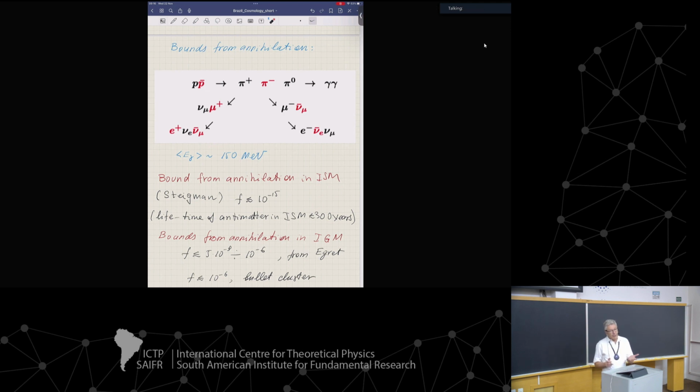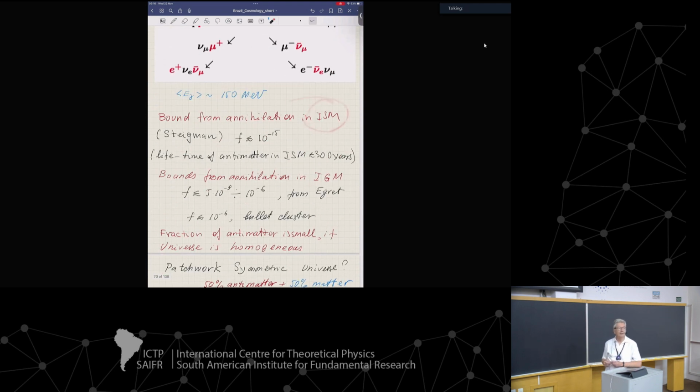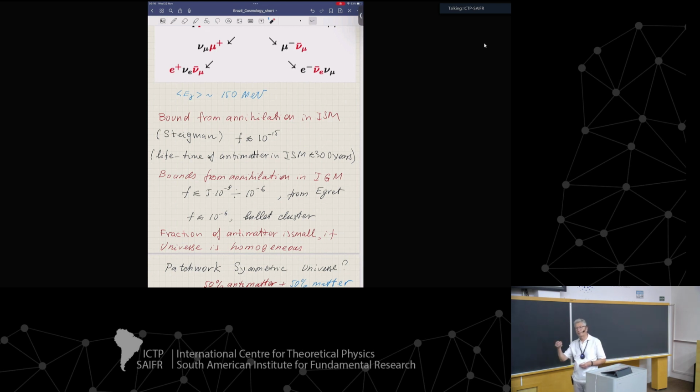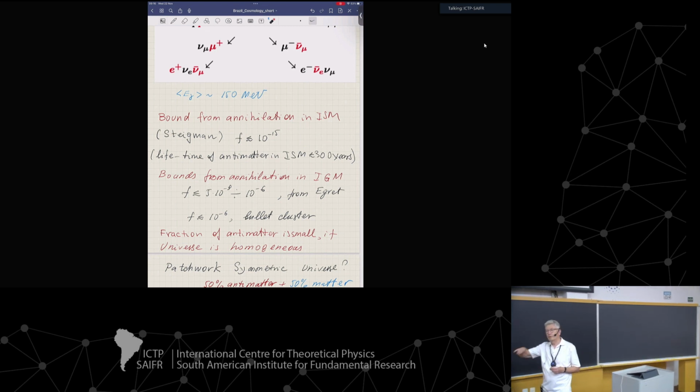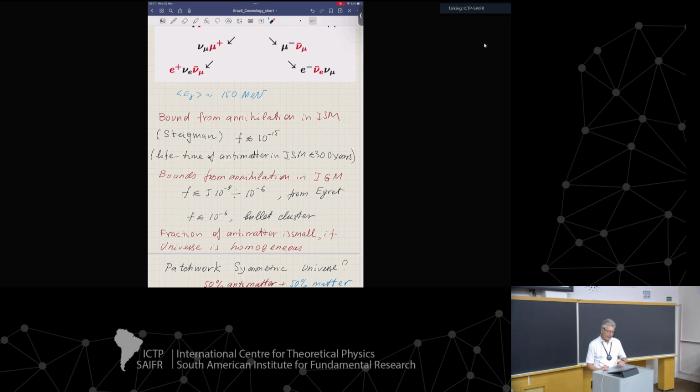So this gives us even stronger constraints on the presence of antimatter in the interstellar medium. This fraction is about 10 to the minus 15. If you have an antiproton which goes around nearby us, then the lifetime of this antiproton would be just about 300 years. In 300 years, it will meet some proton and annihilate.